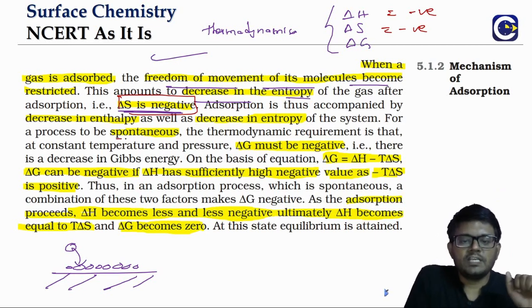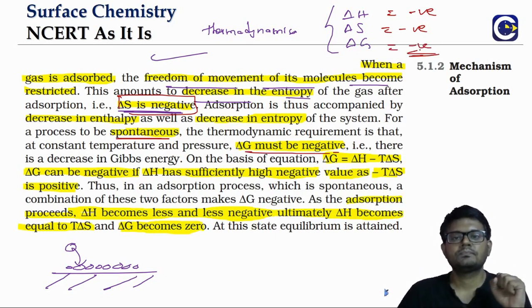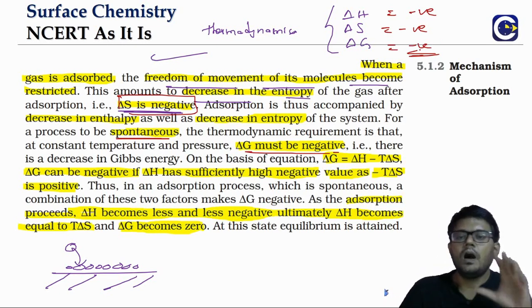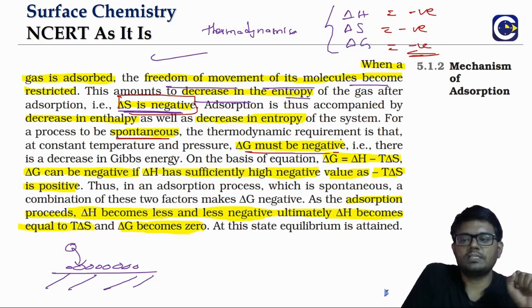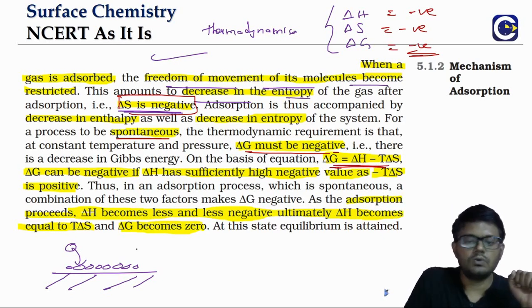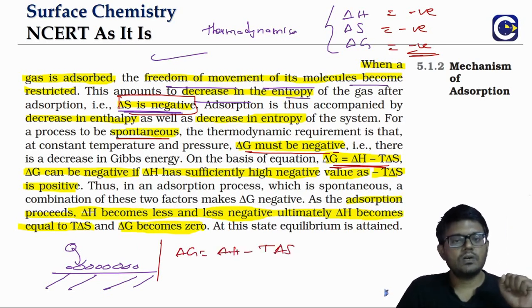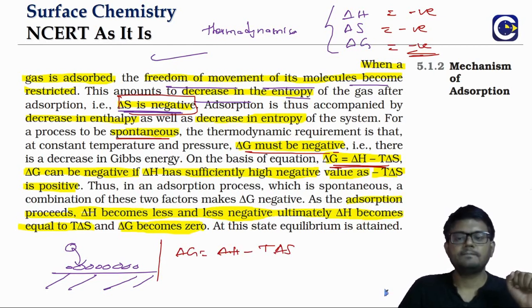Now for a spontaneous process, delta G must be negative. So for adsorption, delta G must be negative, because it is spontaneous; we are not initiating it. How can we have delta G negative? What is the formula for delta G? The Gibbs-Helmholtz equation: delta G is equal to delta H minus T delta S. This equation is called the Gibbs-Helmholtz equation.